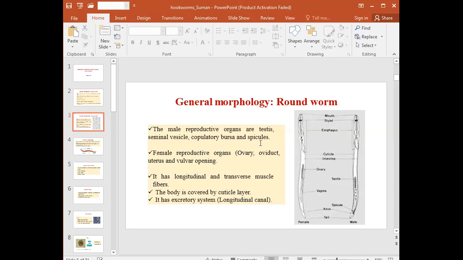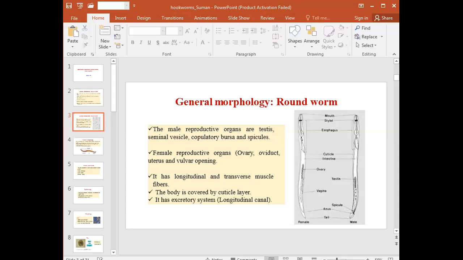The female reproductive organs contain the ovary, oviduct, uterus, and the vulvar opening. So these are the parts of the female reproductive organs of roundworms. And these roundworms have longitudinal as well as transverse muscle fibers. The body is covered with cuticle layers. This cuticle layer functions as a water-impervious protective layer covering the epithelial cells, the total organism, and limiting water loss from the organism.